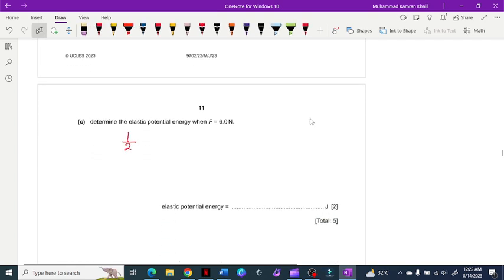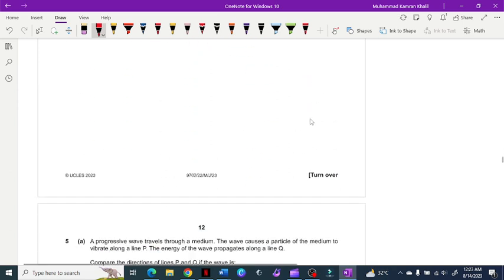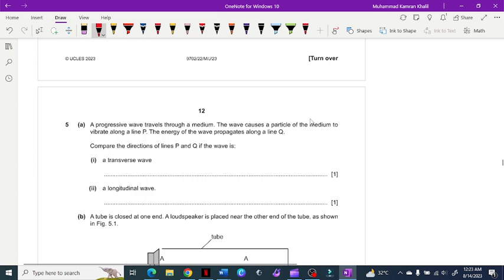So we will apply the formula. First of all, write down the formula: elastic potential energy EP is equal to 1 by 2 Fx. Then substitute the correct values, 6.0 and 0.080, and let's see what answer we will get. 0.08 multiplied by 6 divided by 2, we will get 0.24.